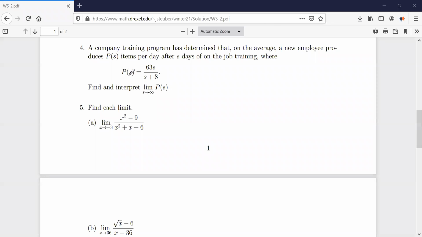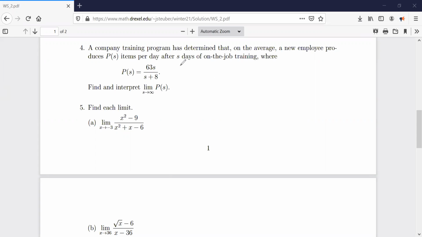Cool. So the company has a training program. A company training program has determined that on average, a new employee produces P of S items per day after S days on the job, where P of S is equal to 63S divided by S plus 8. Find and interpret the limit as S approaches infinity of P of S.